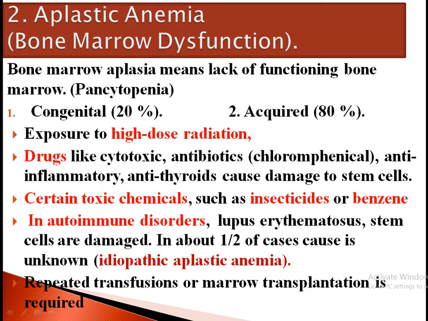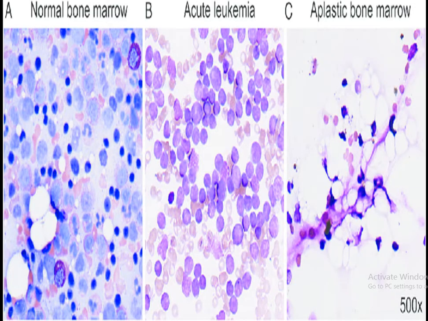It may be congenital and acquired, as I have told you, and may be due to the high dose of radiation, drugs, certain toxic chemicals, or maybe the autoimmune disorders. From this picture, I am telling you the difference between the normal bone marrow picture, acute leukemia, and aplastic bone marrow. So you can clearly differentiate between the normal functioning bone marrow as compared to the abnormal functioning aplastic bone marrow.